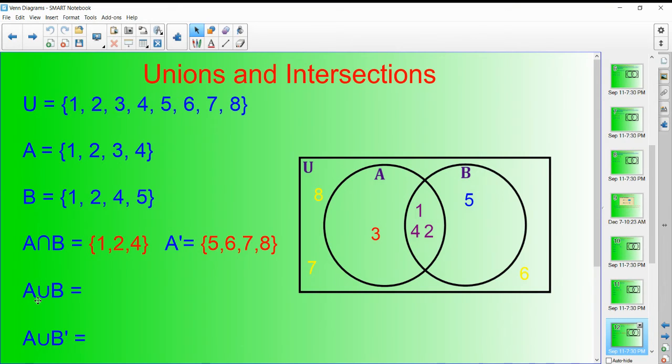Now we've talked about the union. The union has to be in one of the two circles. So 1, 2, 3, 4, and 5. I don't care if it's in one circle or two circles. I don't care if it's in A or B, as long as it fits one of these two categories, it counts in our set.